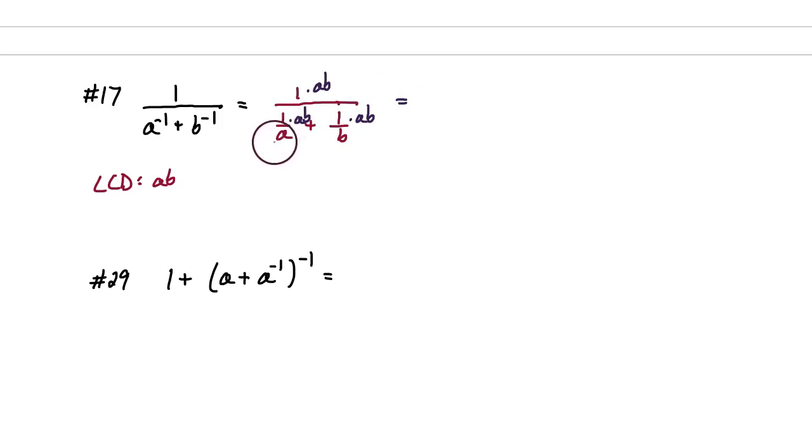The reason for doing that is the A's cross out, and now there's not a denominator under that 1. And over here, the B's cross out, and now there's not a denominator. So we have AB on the top, and in the bottom, B plus A.